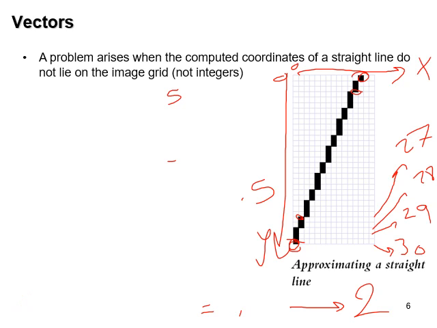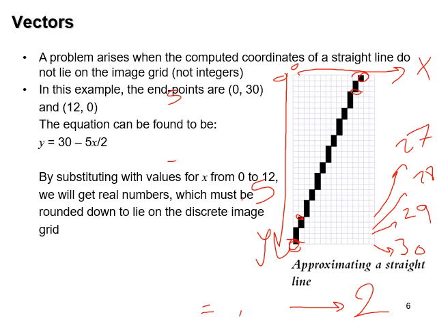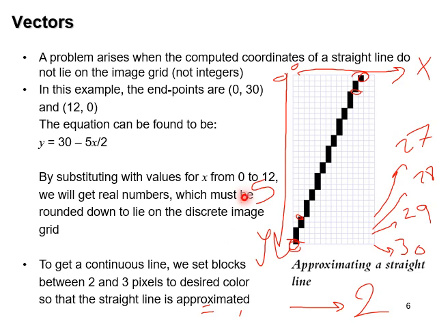Let's erase all of that. So we say here that in this example, the endpoints are at 0 and 30 and 12 and 0, and therefore the equation of the line, as we explained, is 30 minus 5x over 2. By substituting with the values for x from 0 to 12, we will get real numbers which must be rounded down to lie on the discrete image grid. So what we normally do to draw the line, we substitute x equals 0, 1, 2, 3, 4, up to 12.